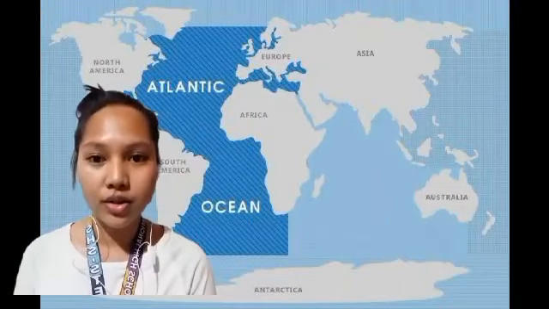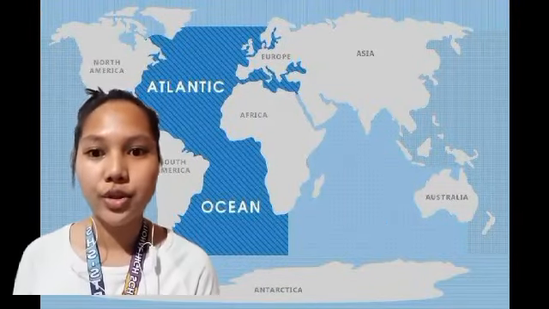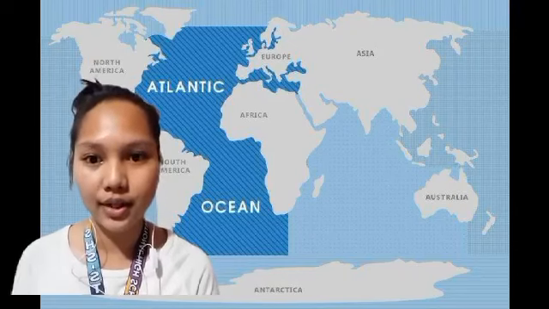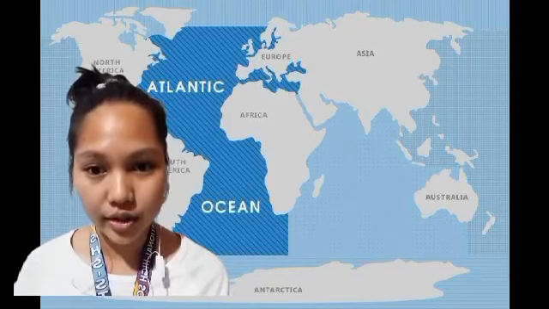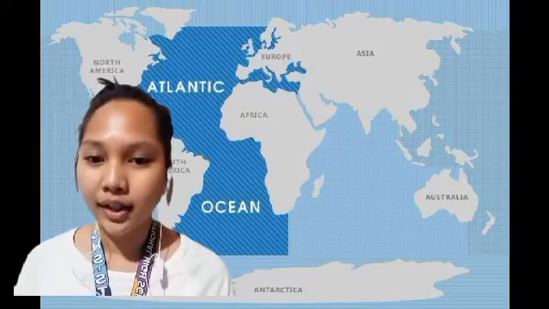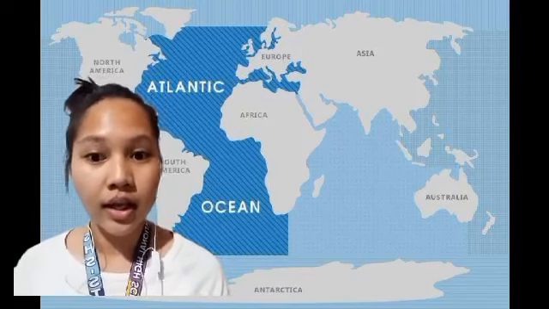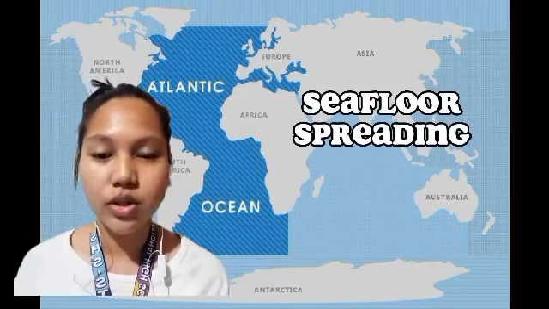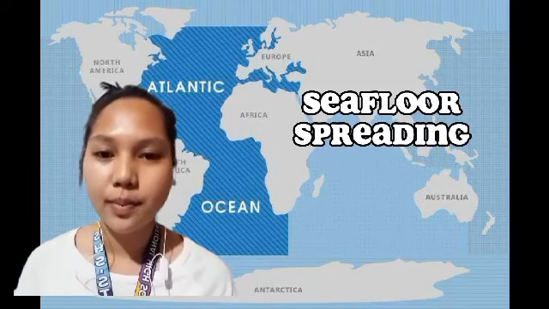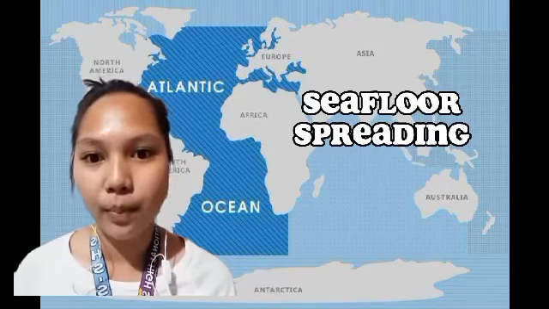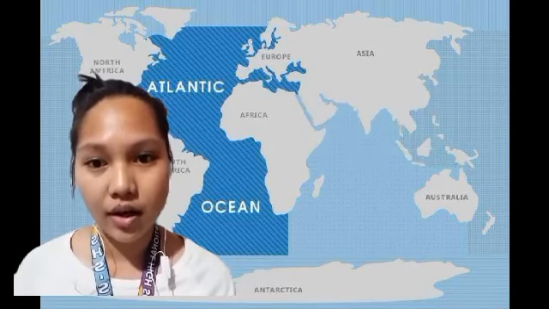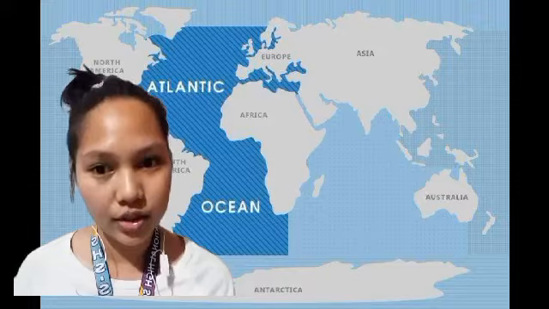Next, we'll move on to the Atlantic Ocean, which is the second largest ocean basin here on Earth. Ocean basins that have mid-ocean ridges are expanding. The Atlantic Basin, for instance, is expanding because of seafloor spreading. Seafloor spreading happens along the boundaries of tectonic plates that are moving apart from each other. These areas are called mid-ocean ridges.